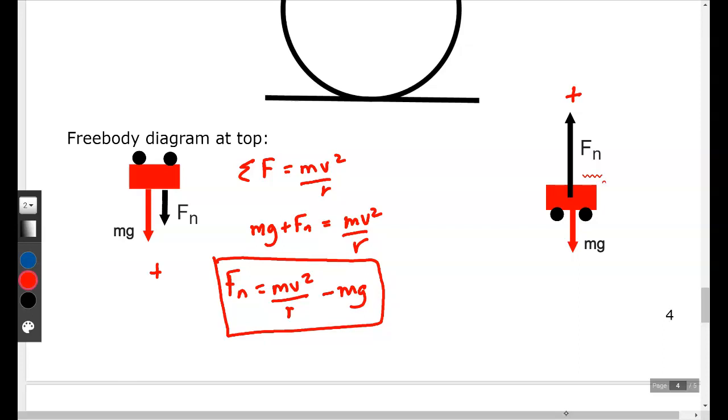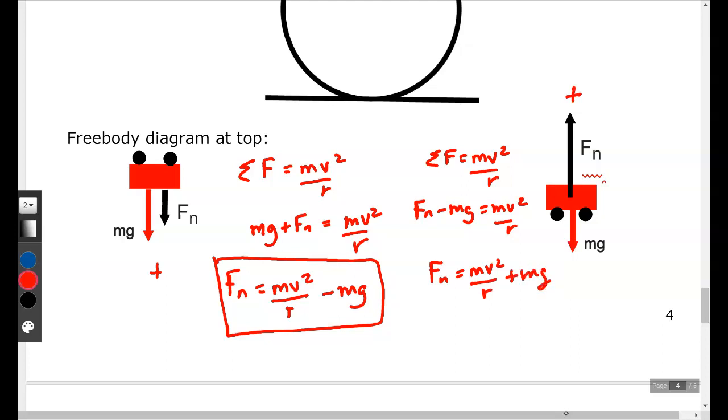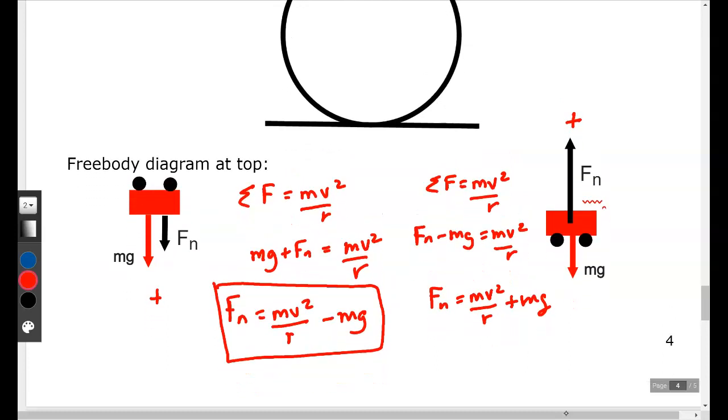So the sum of the forces equals mv squared over r. What are the positive forces? The normal force. What are the negative forces? Minus mg equals mv squared over r. So the normal force is bigger down here because it's the force that's causing this thing to go in a circle, plus mg. So just like before, let's look at these two equations.